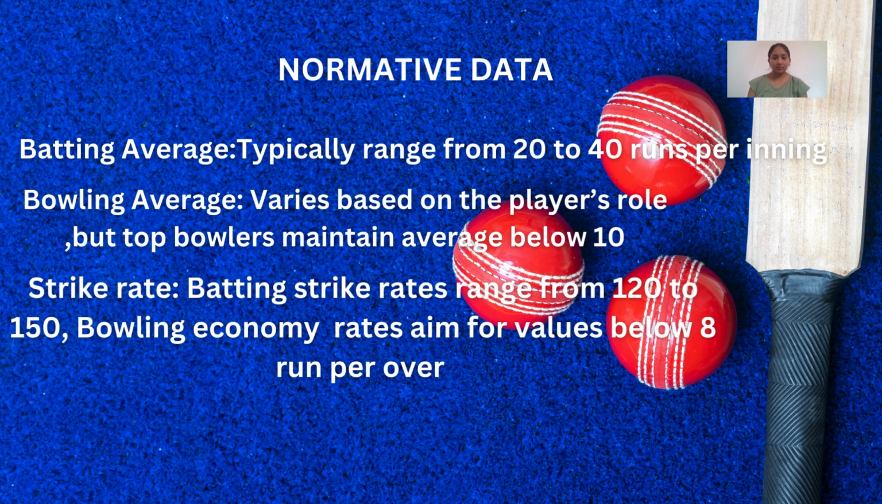Normative data for cricket T20: batting average typically ranges from 20 to 40 runs per inning. Bowling average varies based on the player's role, but top bowlers maintain an average below 20. Strike rates: batting strike rates range from 120 to 150. Bowling economy rates aim for values below 8 runs per over.